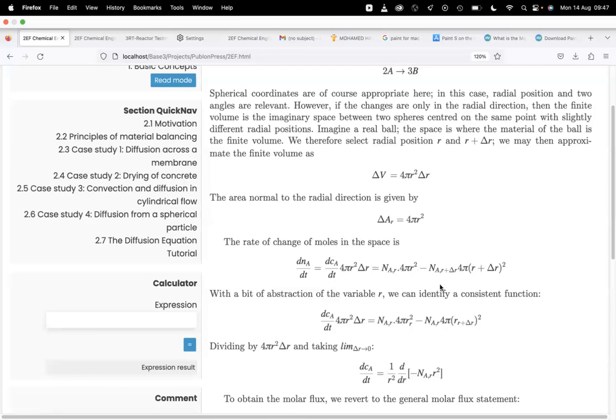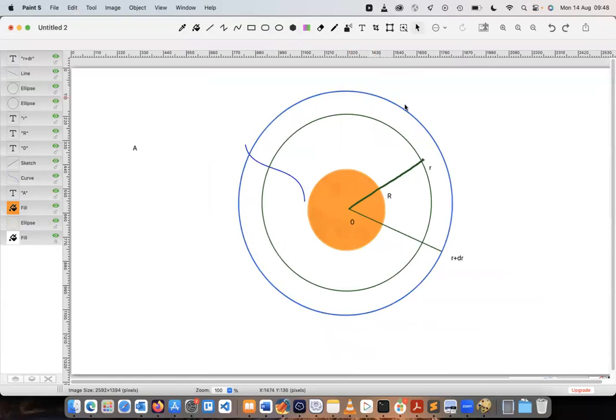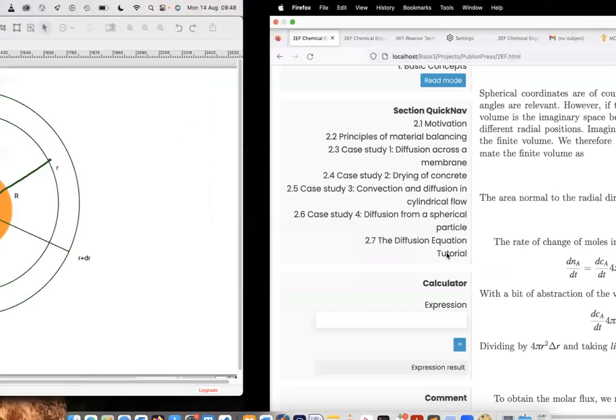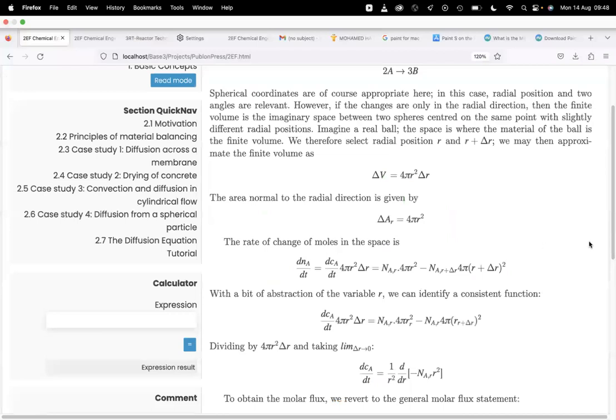And then fluxing out, we can say this is NA at R plus delta R. And the area that we are fluxing out of is at a different R position, so the area is bigger there. If you look at this outer sphere, it has a larger area than the inner sphere, of course, just because it has a different radius. So that's what we have: the flux in and the flux out.